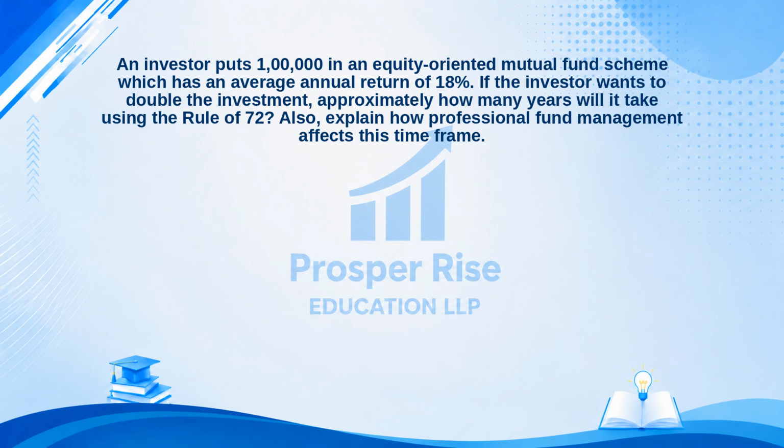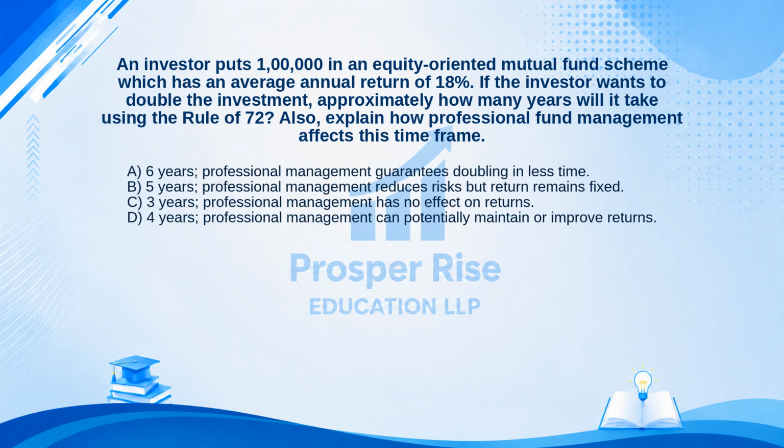An investor puts 1 lakh in an equity-oriented mutual fund scheme which has an average annual return of 18%. If the investor wants to double the investment, approximately how many years will it take using the rule of 72? Also, explain how professional fund management affects this time frame.